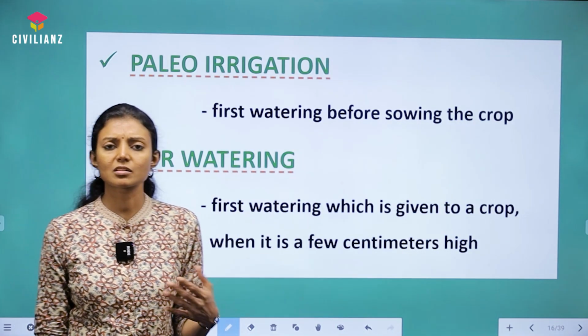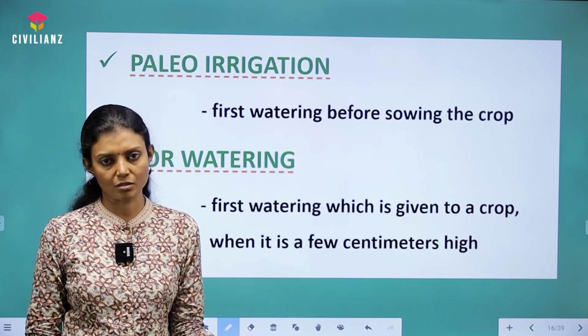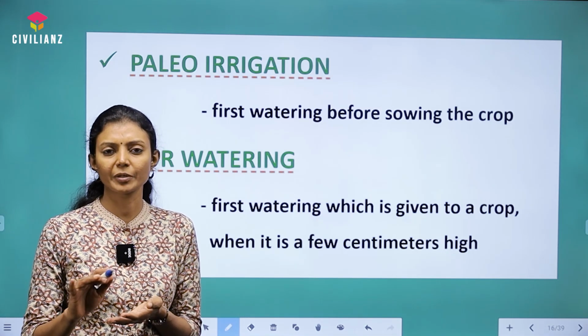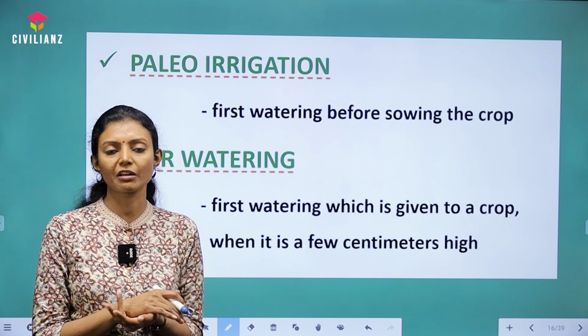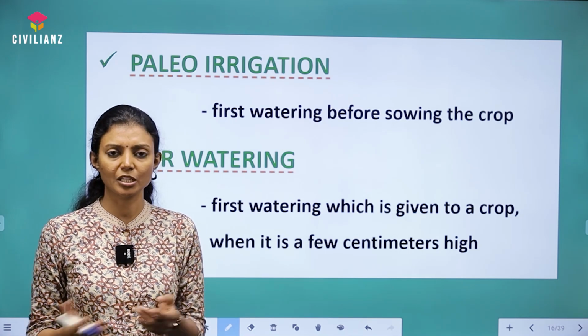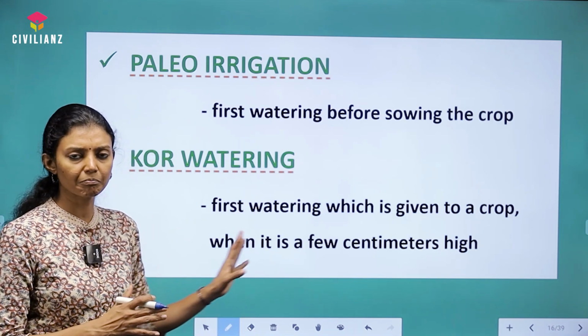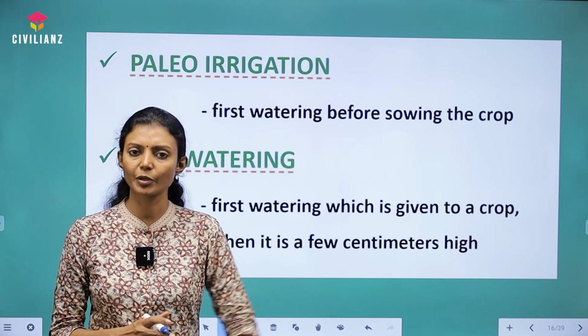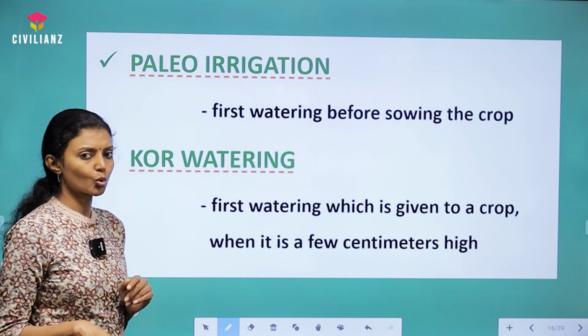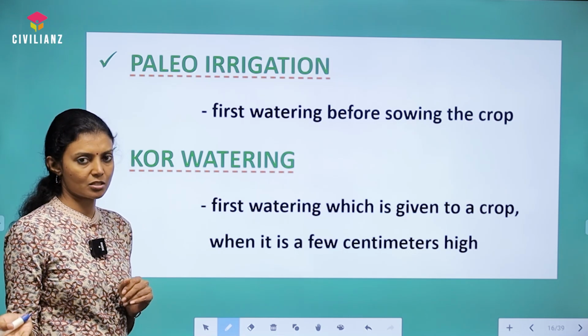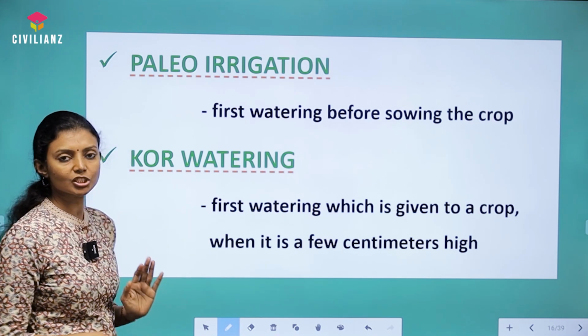We will be discussing the problems at the end. I will be discussing a very few standard problems which were asked previously in GATE or ESE examinations. First we will be completing the theoretical concepts and then we will be moving on to the problems. Now, we are dealing with another 2 terms which will be seen in various problems, paleo irrigation and core watering.